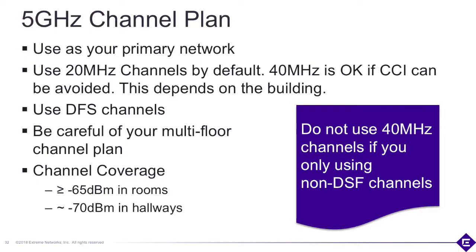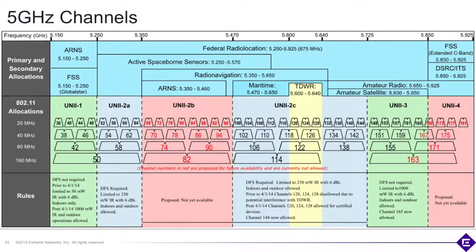Another quick tip is don't use 40 megahertz wide channels if you're not going to use DFS channels. And you can see that in this next slide here. The channels in the green are non-DFS channels. And you can see that we have 9 20 megahertz non-DFS channels. We only have 4 that are 40 megahertz wide non-DFS channels, and 2 80 megahertz wide non-DFS channels. The channels in the red were proposed but are not yet available, and it looks like we're not going to get those channels actually. That proposal has been declined.